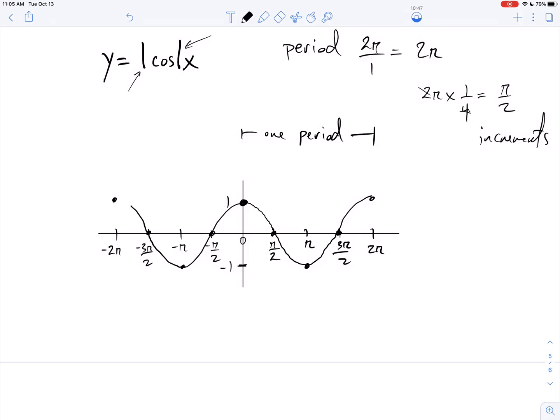Sine, cosine, they are wave functions. So they don't go randomly. They go, that kind of thing. That's what they look like.